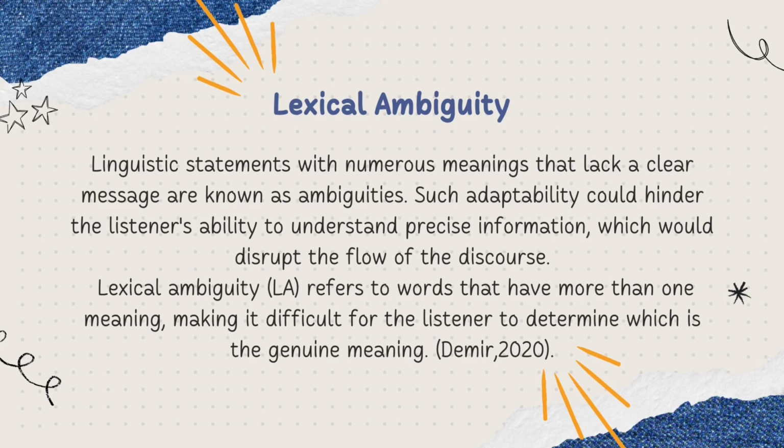Next is lexical ambiguity. Linguistic statements with numerous meanings that lack a clear message are known as ambiguities. Such adaptability could hinder the listener's ability to understand precise information, which would disrupt the flow of the discourse. Lexical ambiguity, LA, refers to words that have more than one meaning, making it difficult for the listener to determine which is the genuine meaning.